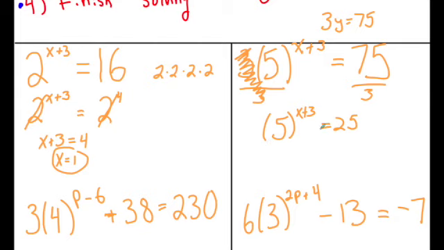Notice, however, that 25 is a power of 5. So I'm going to leave the left-hand side as is. And remember, the goal is to write the other side as an equivalent expression. So it's going to be equal to 25, but the base of that expression is 5. Then the bases are equal to one another, and now that the bases are equal, we get x plus 3 is equal to 2. So here, x is equal to negative 1.